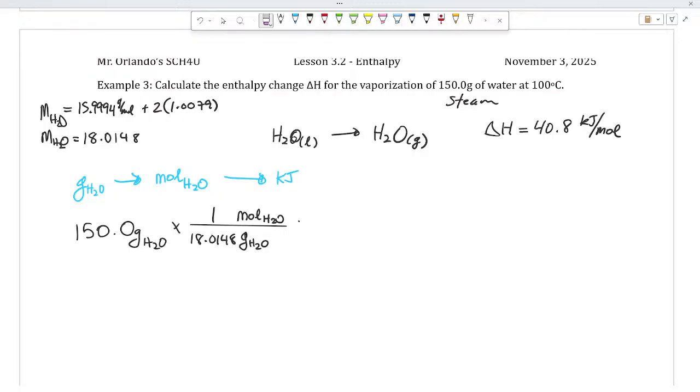If I stopped calculating now, what would I know? I'd know how many moles of water I have. Is that what I want? No. Where do I put that? On the bottom. What do I want to know? How many kilojoules of energy will be absorbed. And what do I know? Every 1 mole absorbs 40.8 kilojoules.